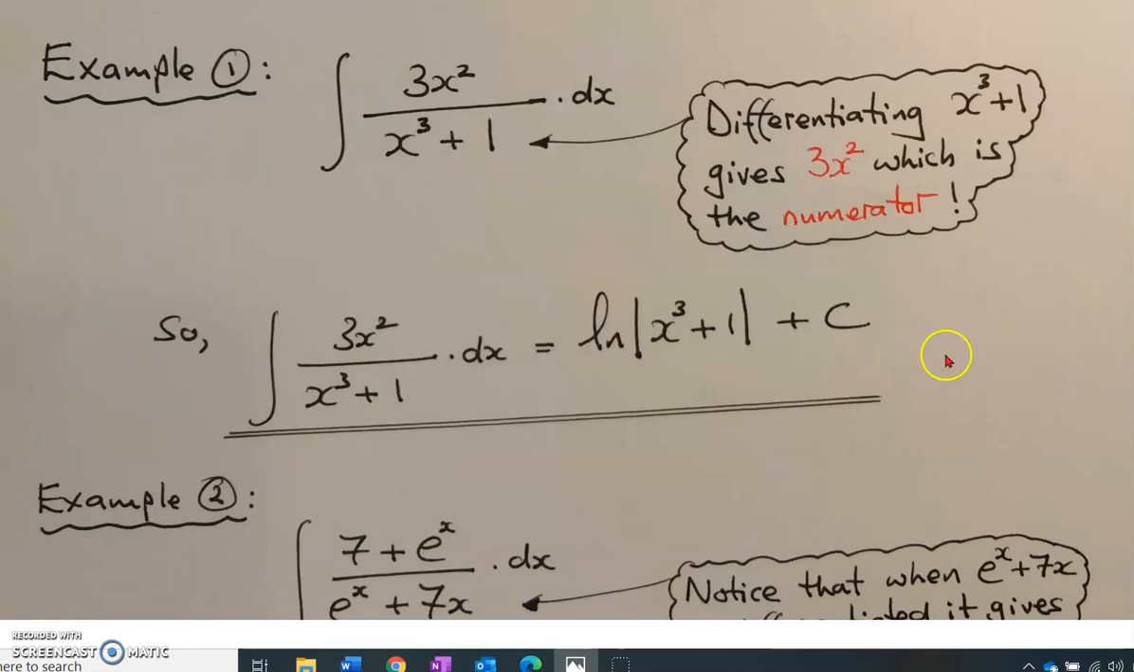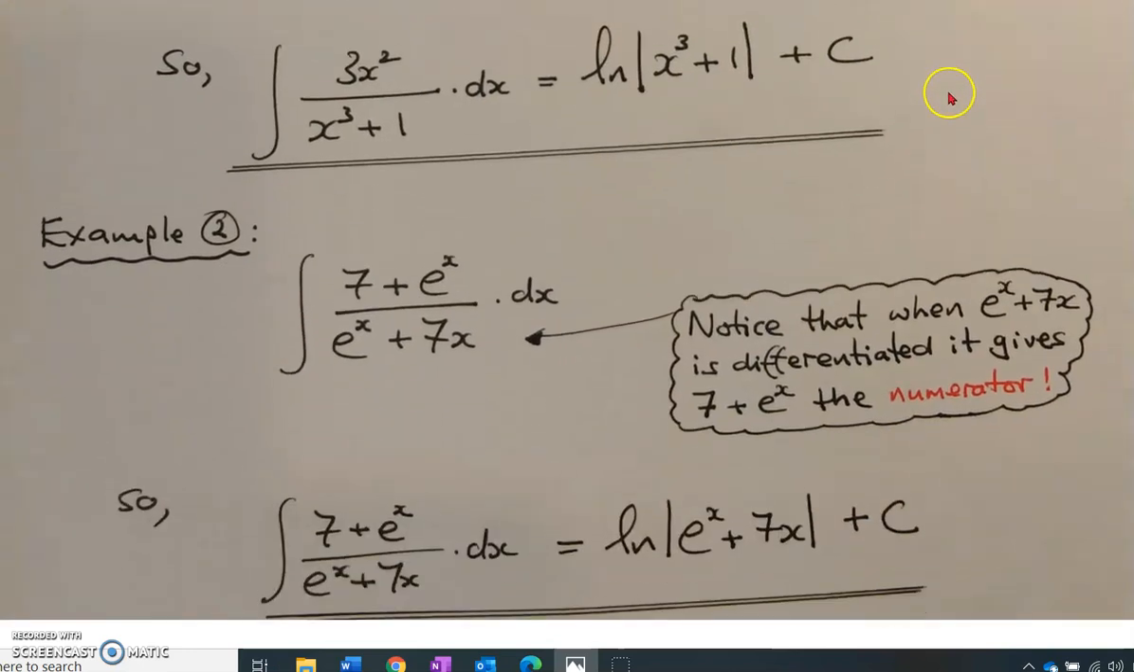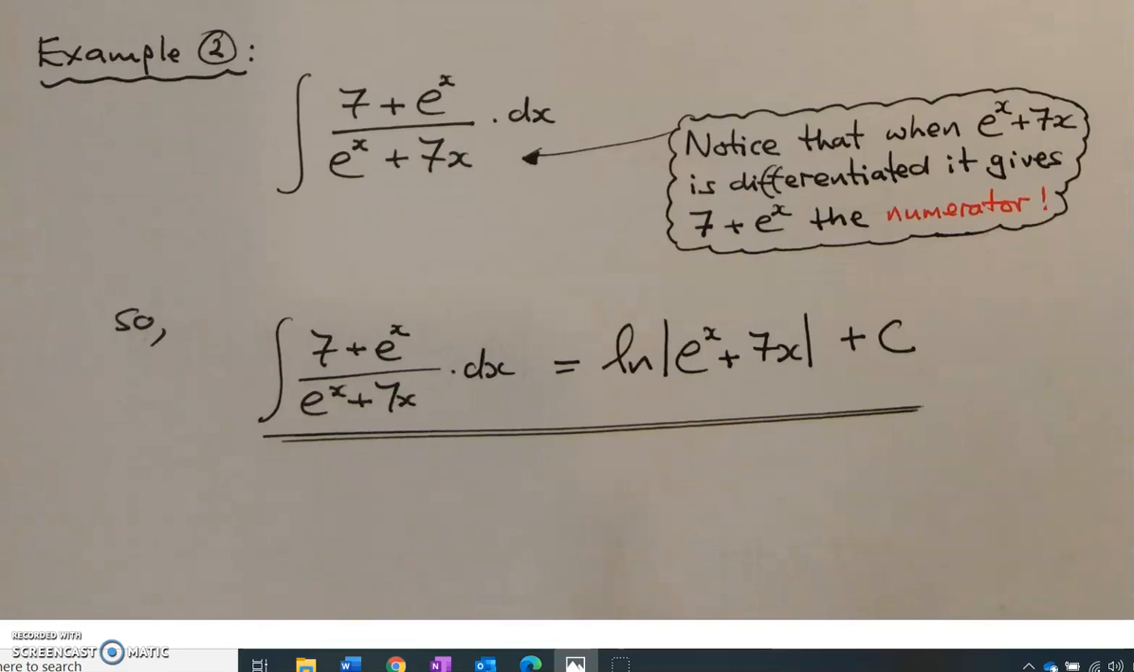Let's do one more. Just imagine you've got to integrate 7 plus e to the x all over e to the x plus 7x. Well, if you differentiate this denominator, you will get that thing there, the numerator. So immediately you can say that the integral of that thing is the natural log of that denominator, e to the x plus 7x, plus c.